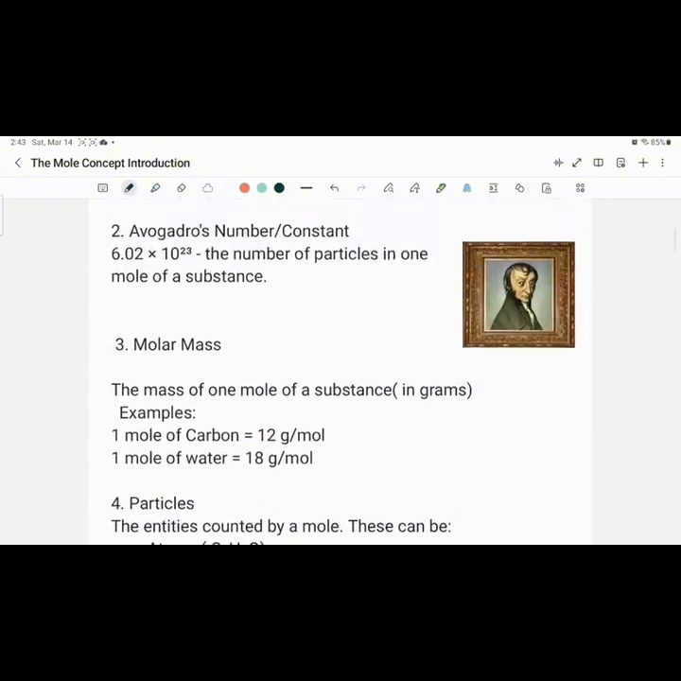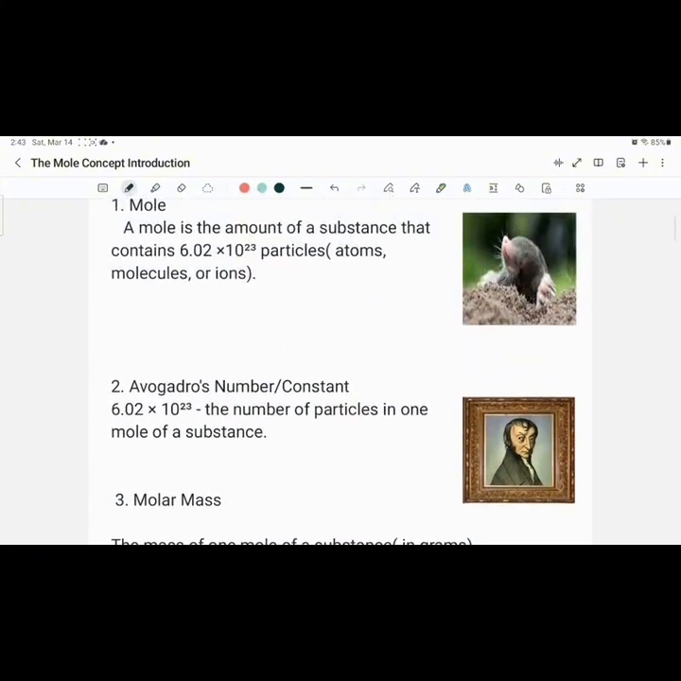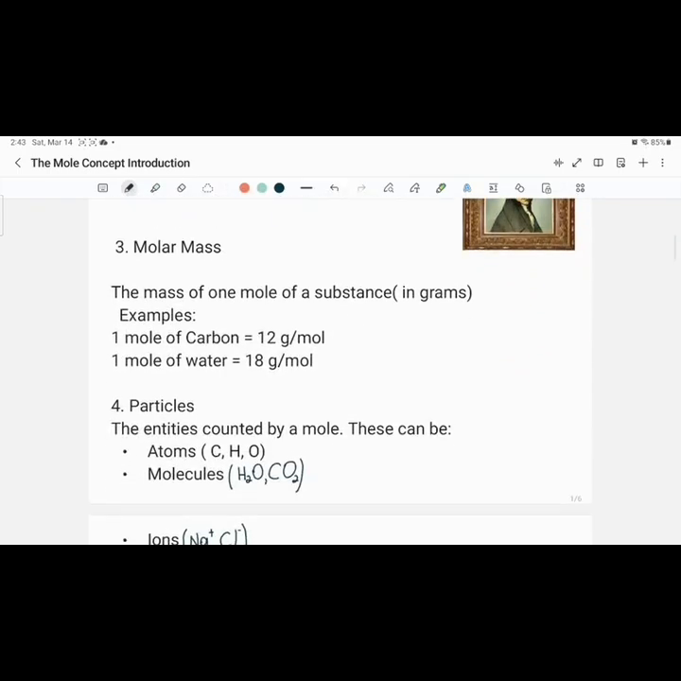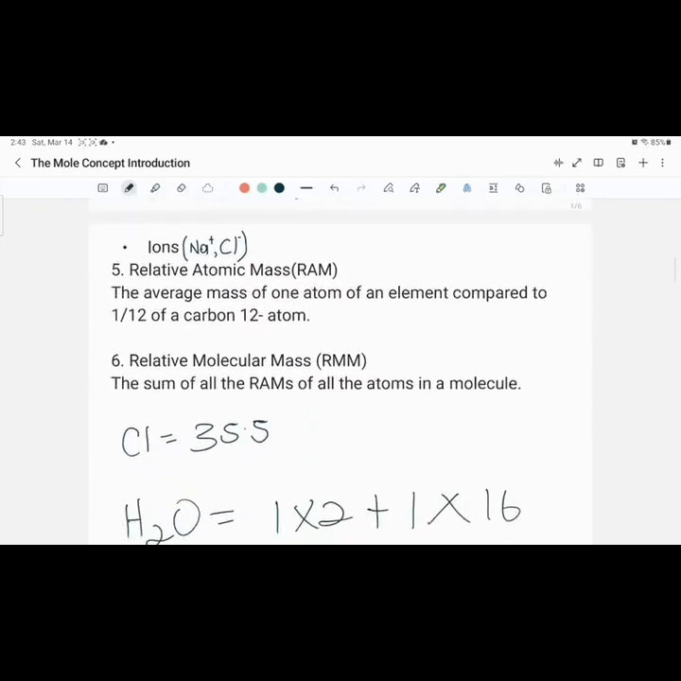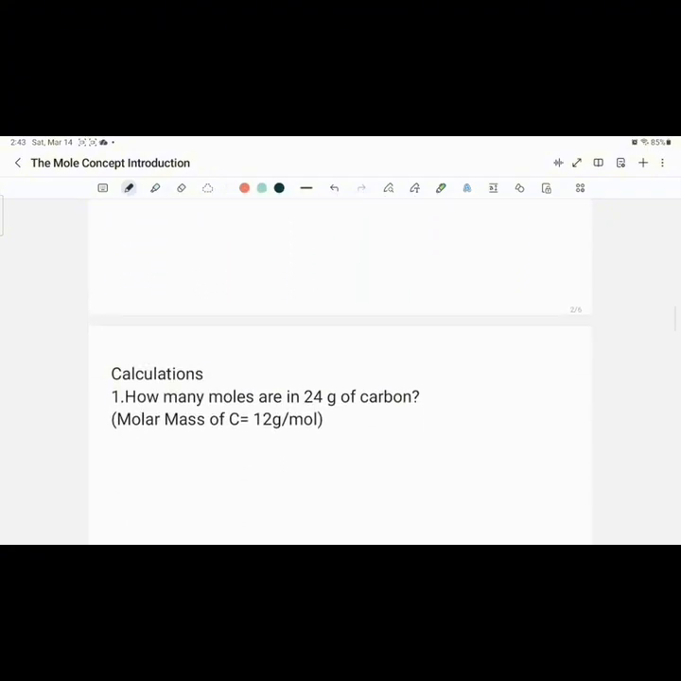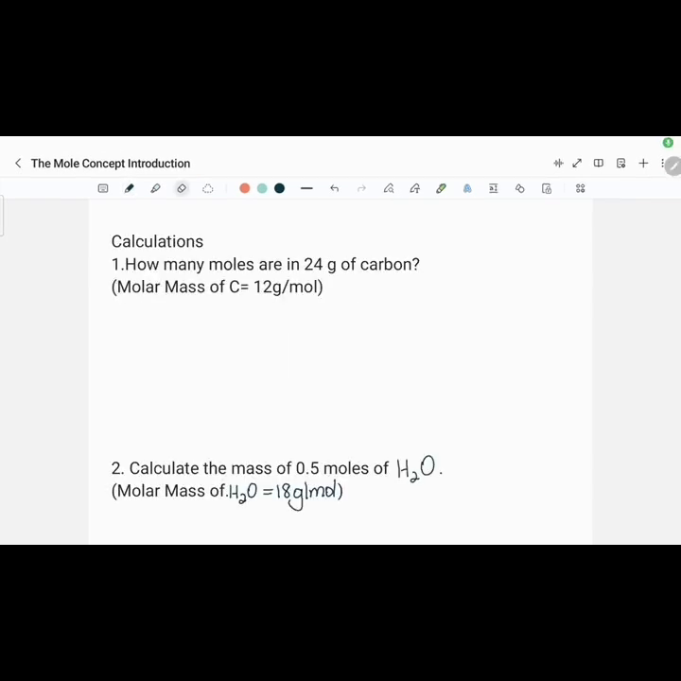So now that we know the key terms and the brief introduction, we could now apply chemistry by calculating the number of moles. Now that we have a clear view on these key terms, we can dive into answering some calculation questions. The first question is, how many moles are in 24 grams of carbon? The molar mass of carbon has been given to us, which is 12 grams per mole.